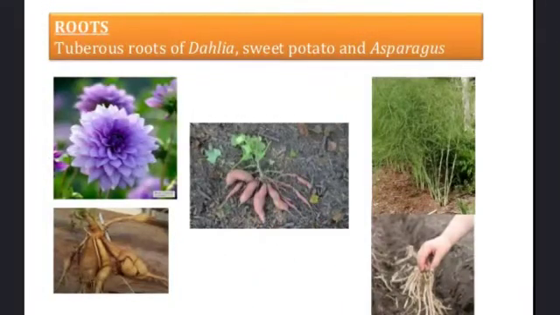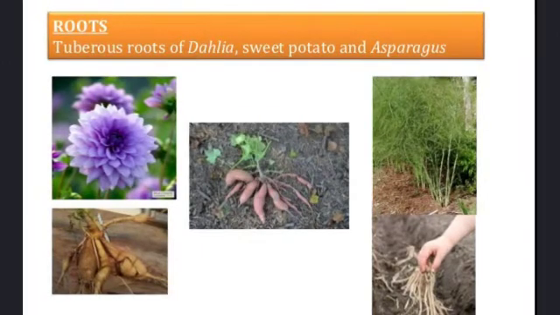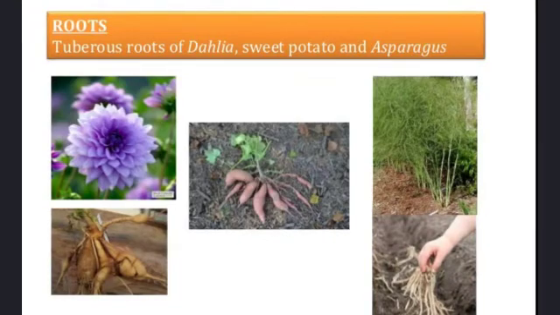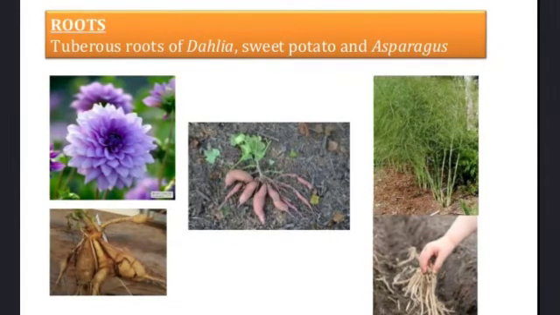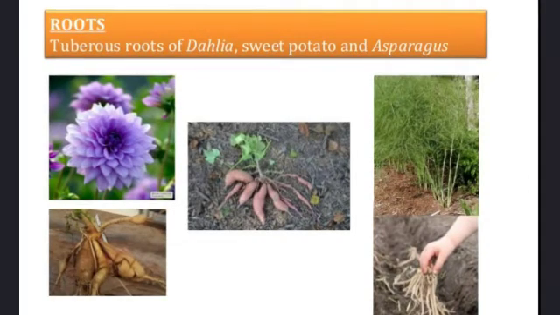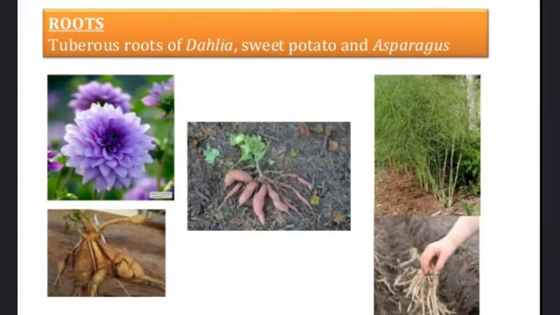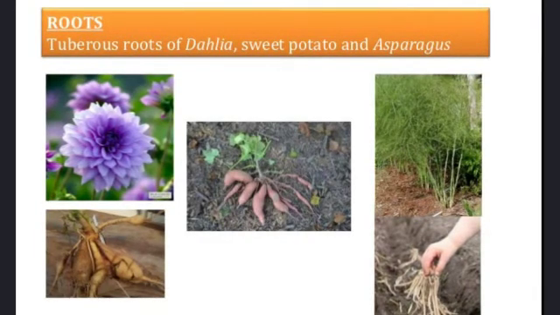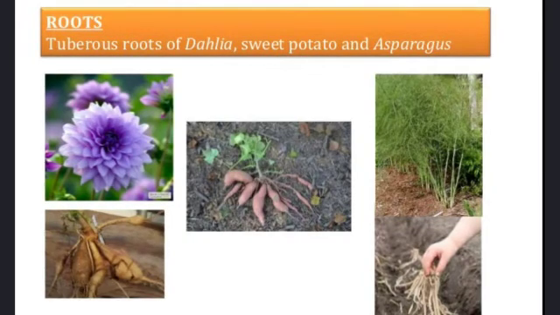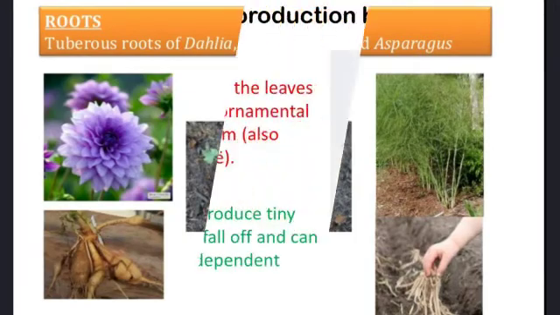Some other examples of plants that reproduce through roots include dahlia and asparagus. When roots of these plants are placed in water, these give rise to new roots which appear towards the lower end and new shoots or stems which appear at the upper end. Thus, an entire new plant grows from a single root.